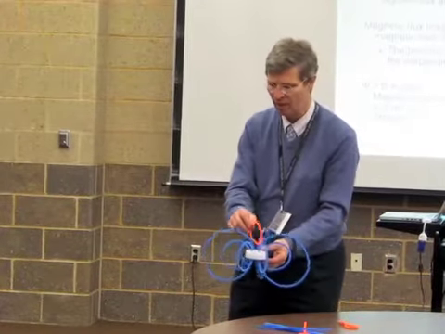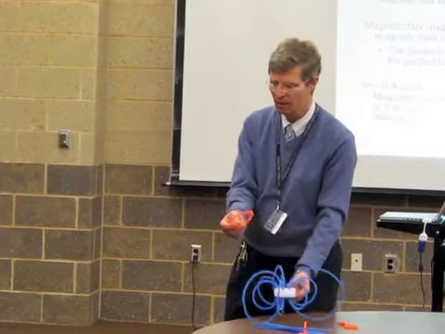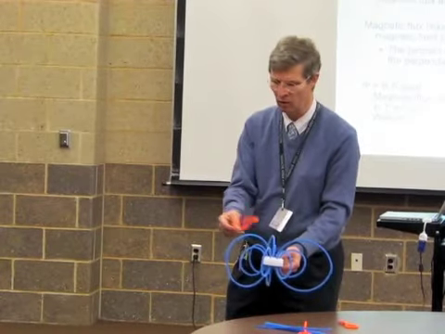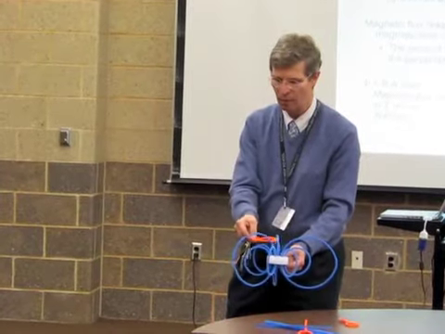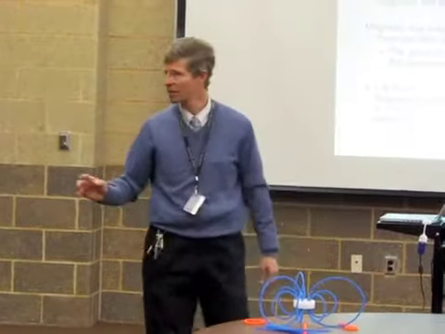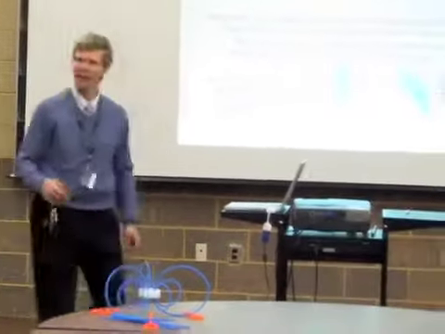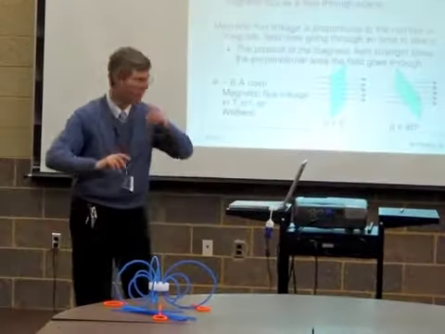So that's where the angle comes in. It really has to do with how well this current loop actually cuts, or is perpendicular to, the lines of magnetic field. Okay? It's very difficult to describe that without something to show people.